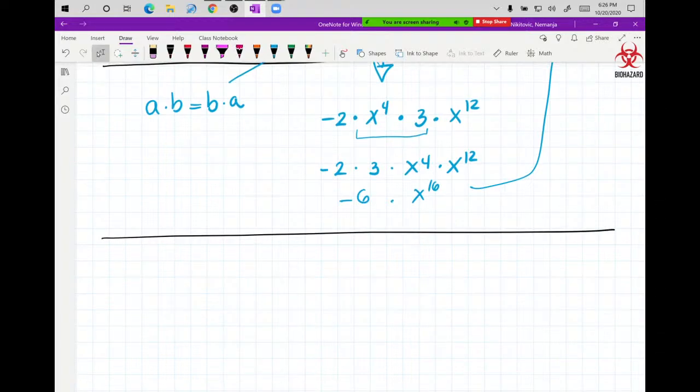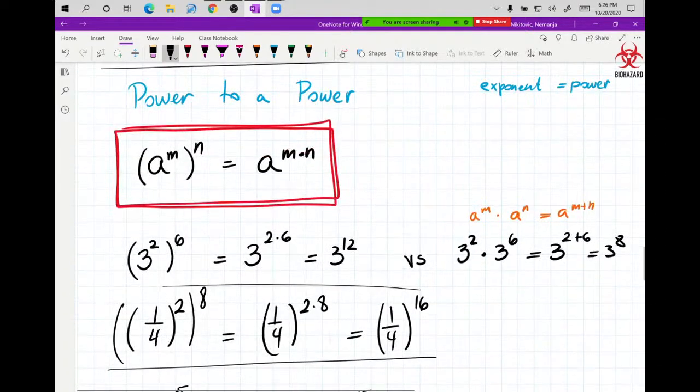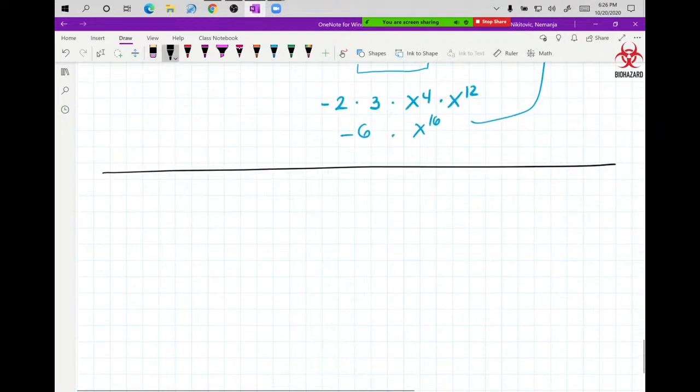And the next rule is going to be product to a power. Do I use the blue to write? Right, and then, yes. Product to a power.